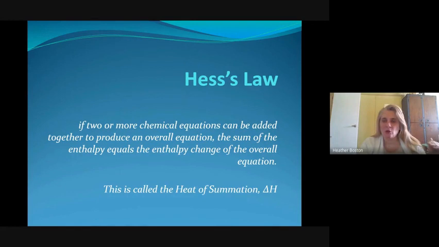So if two or more chemical equations can be added together to produce an overall, or what we called target reaction, the sum of the enthalpies of those given reactions will equal the enthalpy change of the overall reaction. This is called heat of summation.